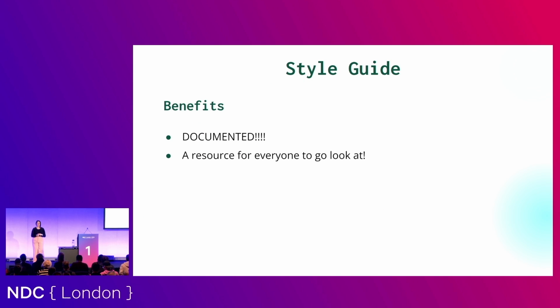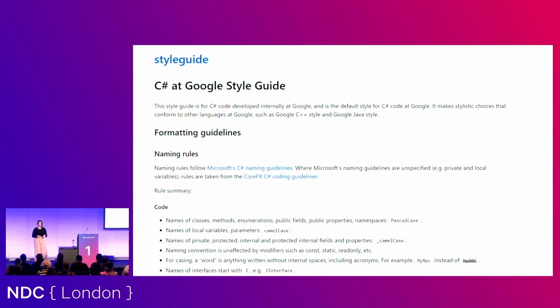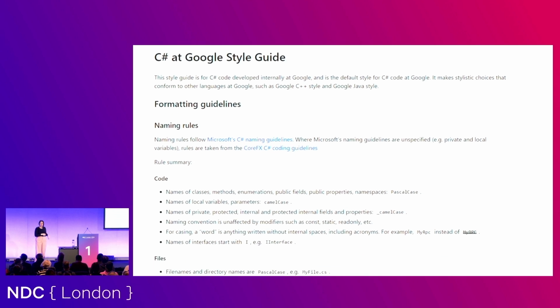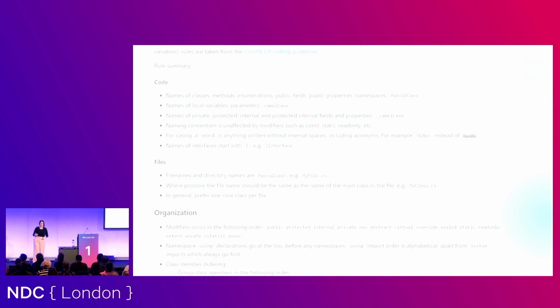And then we have a style guide. Now, this is documented. It's a great resource for everyone to go look at and remind yourself how you should be writing your code. This is the C# style guide at Google, and you could build on this. You can see it goes into file names, organization, loads of stuff. Go look at that. You can have a play and see, oh yeah, we can adopt that, we can use that, and carry on from there.